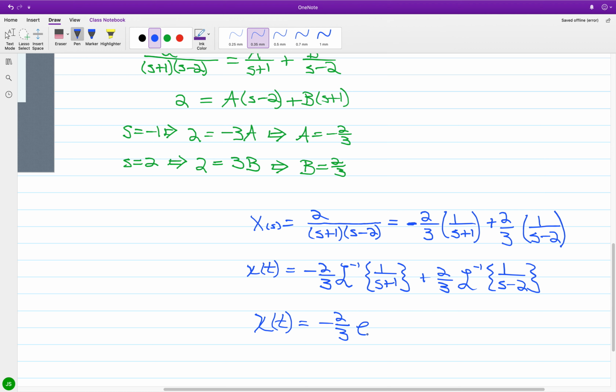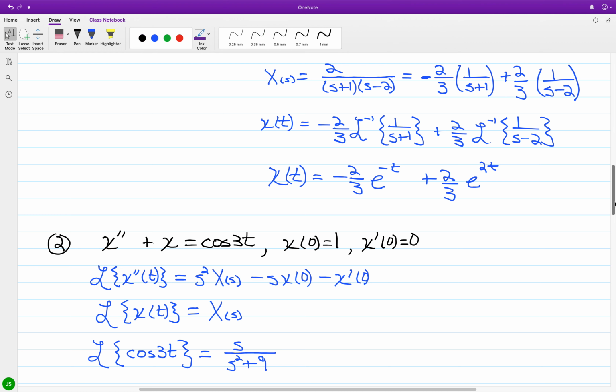For the final answer, the inverse Laplace transform of 1 over s plus 1 is in reference to e to the at power, where a in this case is -1, so we have -2/3 of e to the -t. Likewise, 1 over s minus 2 is in the e to the at family, where a is 2, so we have 2/3 of e to the 2t. And that will be the result for x of t.